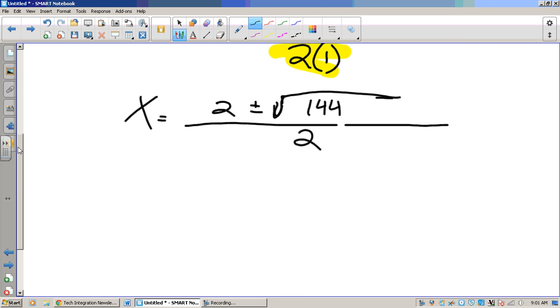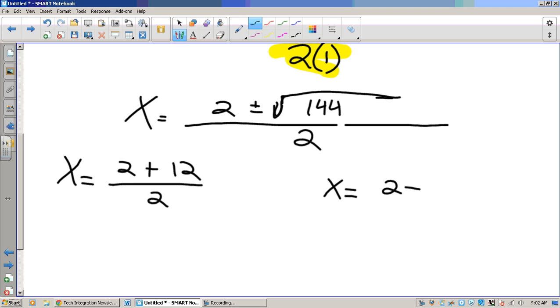easier. And this is the point where I'm going to split it into two problems. So Allie and Sarah, I want you to pay attention closely here, because this is x equals 2 plus the square root of 144 divided by 2, and x equals 2 minus, and that's where we're just splitting it into two problems here, 2 minus 12 divided by 2.